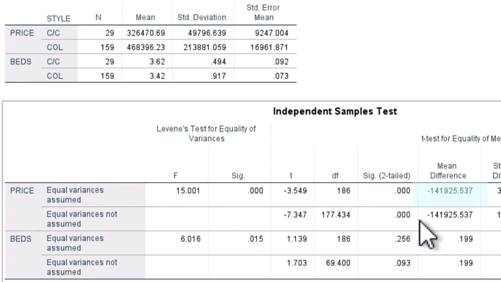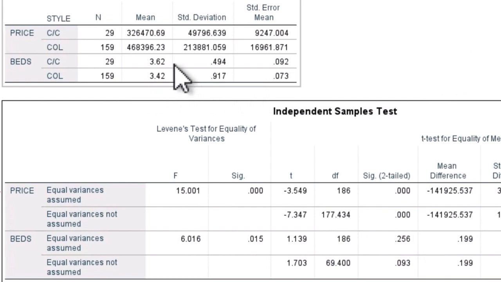So that's a pretty big significance level, and we can say, all right, this is a big difference in price. We can see that with our eyes. It's about $142,000. So we're going to say, okay, there is a significant difference between these two. The official way that we're supposed to say that is that we have to reject the null hypothesis that there's no difference.